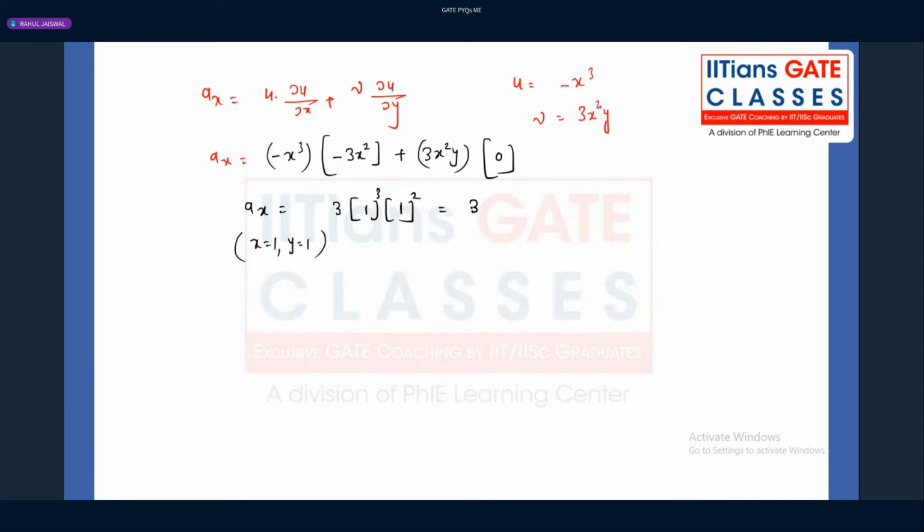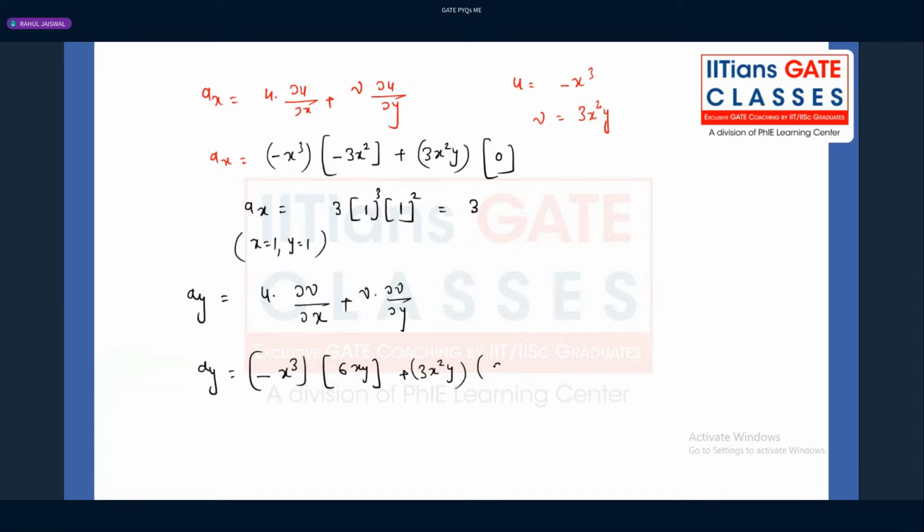Right. Now when you try to find the ay value, what you can get, guys? u into dou v by dou x plus v into dou v by dou y. So what we can substitute over here, guys? u is what, guys? Minus x cube, dou v by dou x. What is the dou v by dou x, guys? 6xy, plus v. What is the v? 3x square into y. What is the dou v by dou y? It's 3x square.